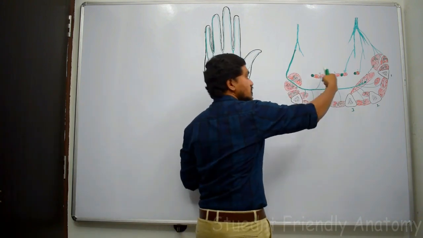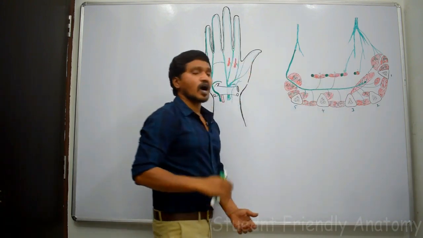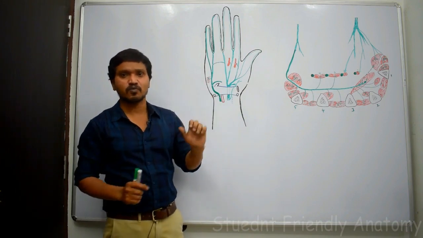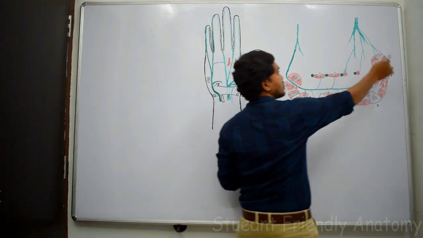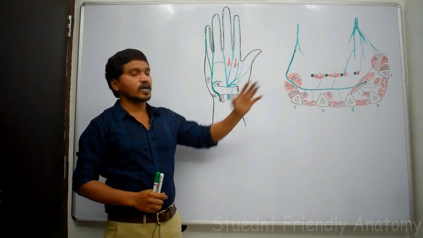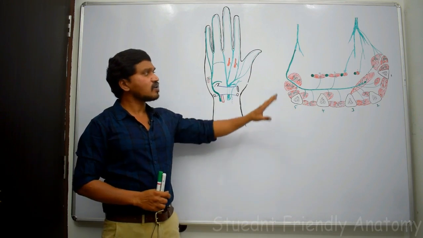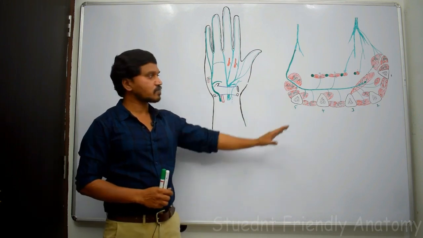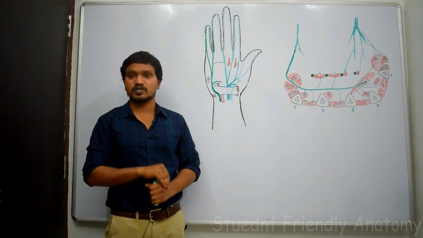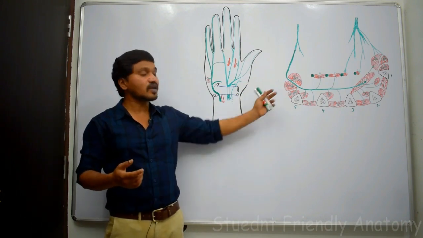During its course, it distributes to almost all intrinsic muscles of the hand except 5 muscles. What are the 5 muscles? These thenar muscles and the first 2 lumbricals, right? Except those 5 muscles, all intrinsic muscles of the hand are supplied by the ulnar nerve. The ulnar nerve we call the musician's nerve. To control fine movements, the ulnar nerve is very important.